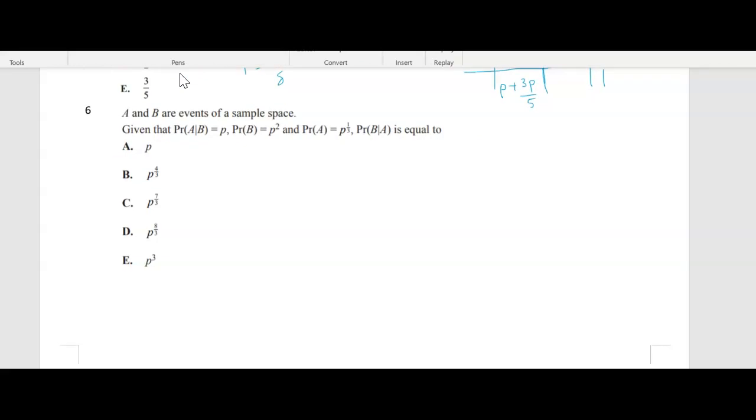A and B are events of a sample space. Given that the probability of A given B equals P, probability of B equals P squared, and the probability of A equals P to the power of a third, probability of B given A is equal to.